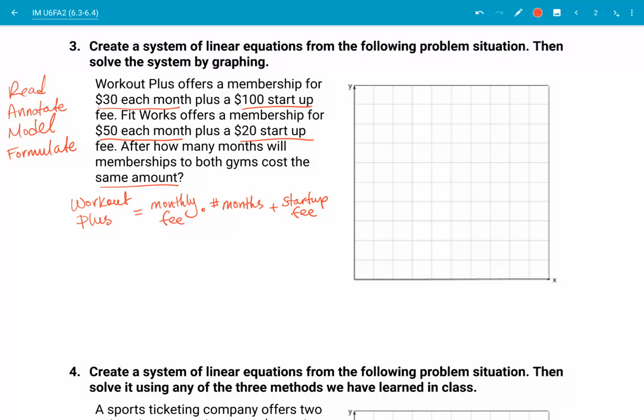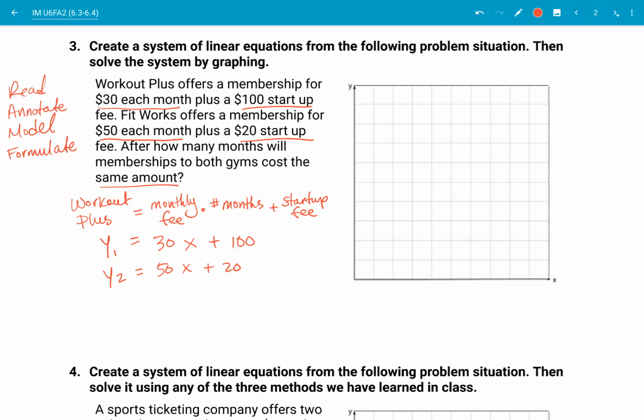So Workout Plus, we'll label that as Y. And our monthly fee is $30. And we're going to work out for some number of months. We'll call it X. And our startup fee is $100. This is our first equation. And we do the same thing for FitWorks. Their monthly fee is $50, so we put 50 times X plus 20. Okay, now I want to know when will they cost the same amount.